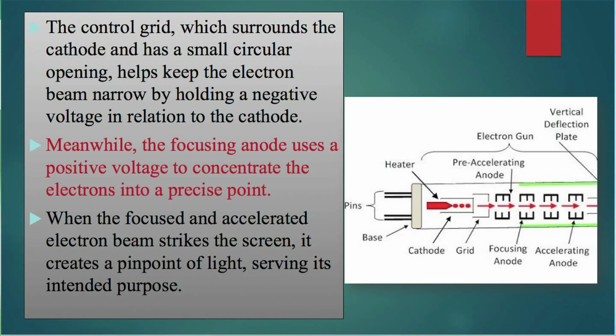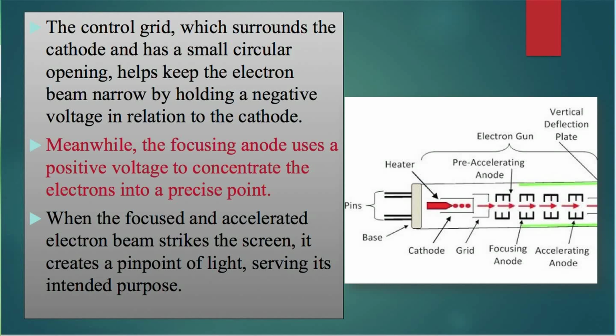The control grid, which surrounds the cathode and has a small circular opening, helps to keep the electron beam narrow by holding a negative voltage in relation to the cathode. Meanwhile, the focusing anode uses a positive voltage to concentrate the electrons into a precise point. Finally, the other anode, that is the accelerating anode, applies a high positive potential of approximately 10,000 volts to accelerate the electron beam to a high speed.